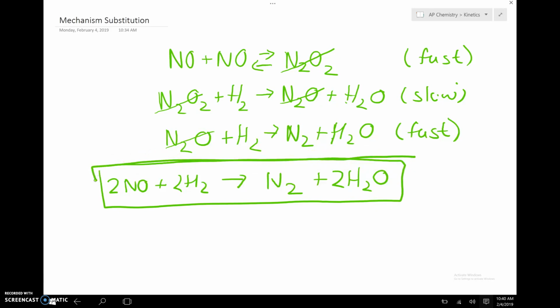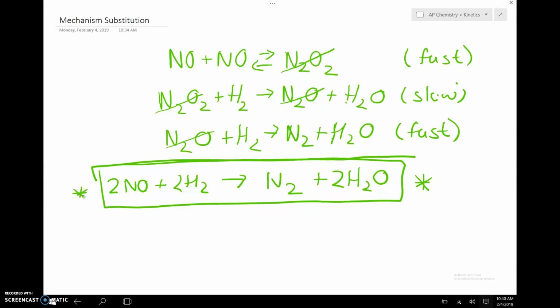Now, most likely, if I was trying to prove that this is a mechanism, I would have already been given the overall reaction, and one part of proving that this mechanism works would be to show that the overall reaction you provided me with at the start of the problem matches the overall reaction produced from the mechanism. If the overall reaction of the mechanism does not match the desired overall reaction, then it is not the correct mechanism. So that's my overall reaction.